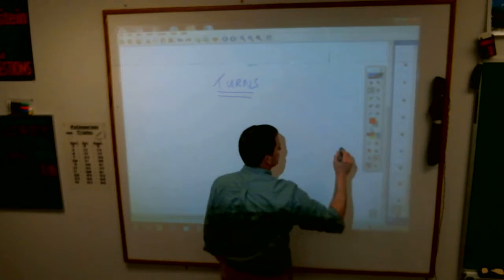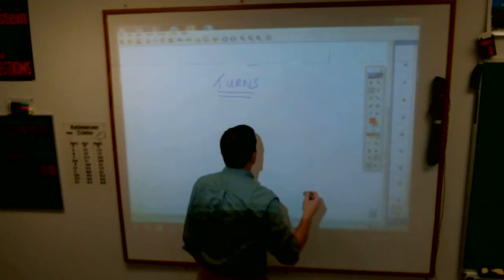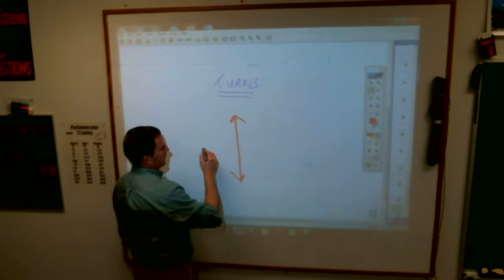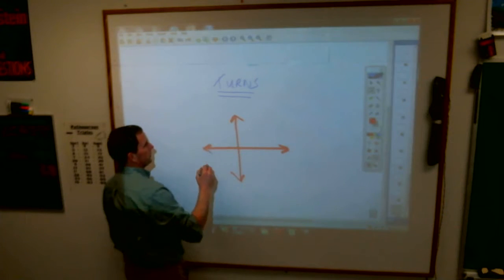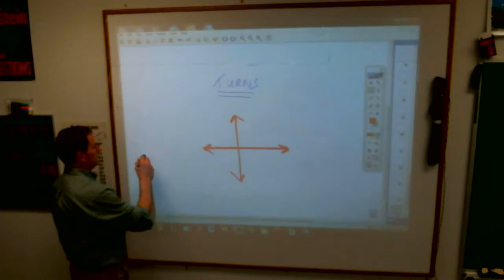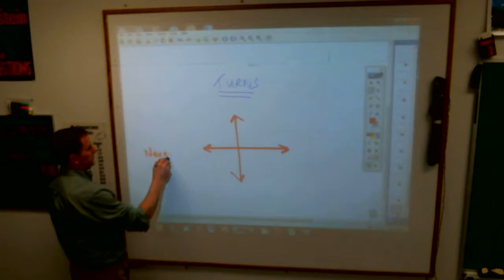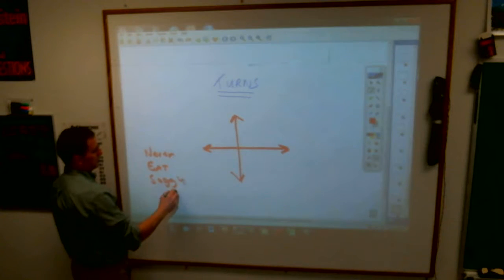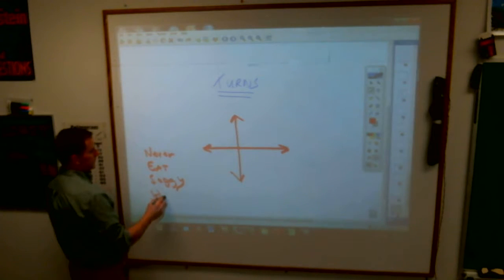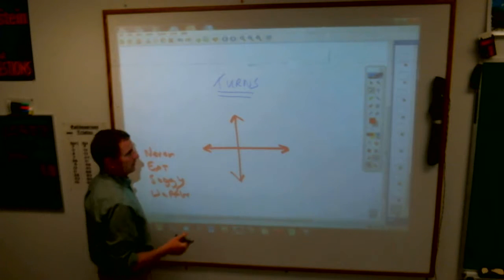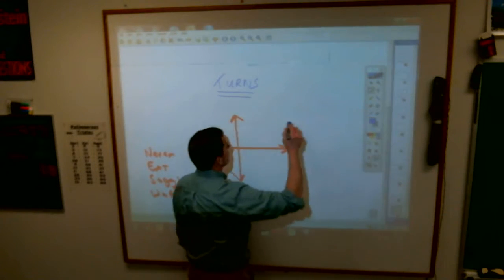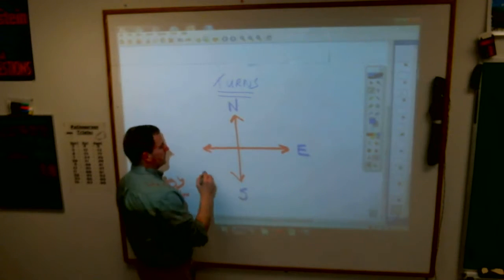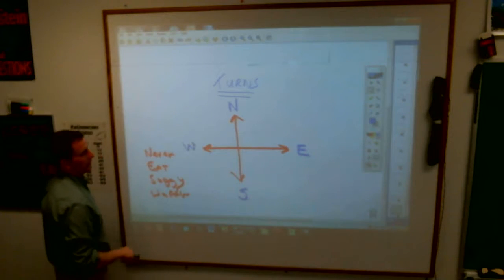And we will start by drawing the compass rose. A lot of people remember their north, south, east, and west by "never eat soggy waffles." When you have your little compass rose here, and never eat soggy waffles, it goes just like clockwise, never eat.